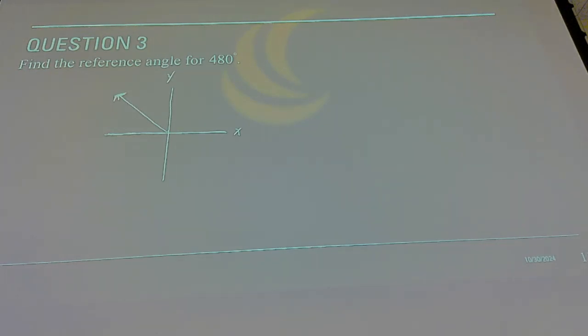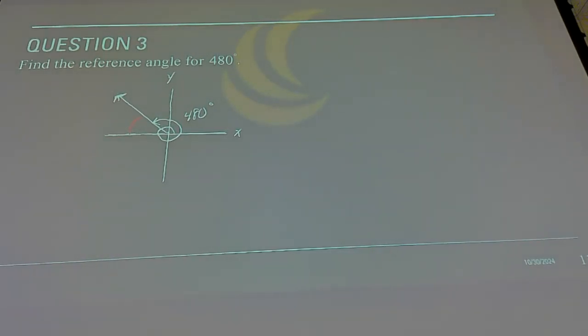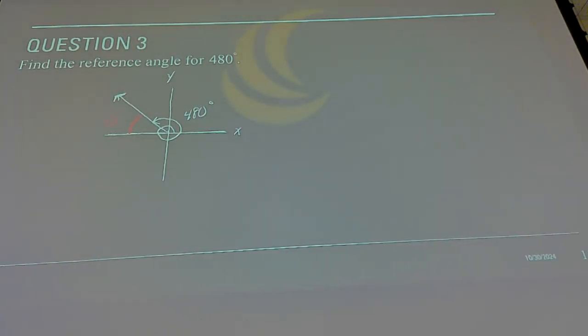Those 480 degrees. Remember what a reference angle is. It's the acute angle measured with respect to the horizontal, specifically the smallest, but that's not really needed, because you're only going to have one acute angle when measured with respect to the horizontal. The reference angle is typically represented with prime notation, so we call that theta prime. That is the angle we're looking for. Now the question is, how are we going to find it?